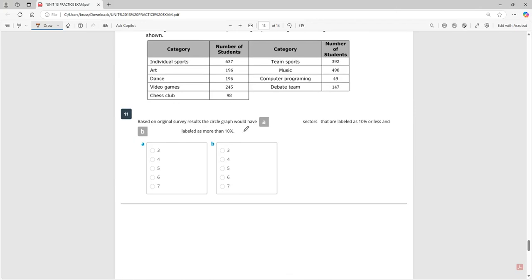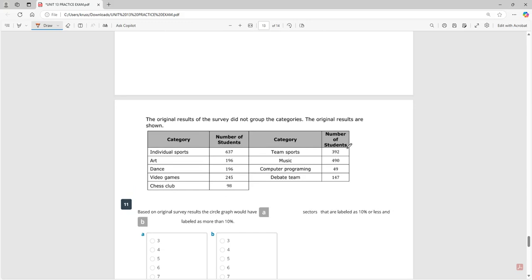All right, now here we got this one. It's asking for original data. How many sectors labeled as 10% or less, and how many labeled 10% or more. Okay, well, first I got to figure out how many I have total. All right, so I'm going to add all of these: 637 plus 196 plus 196 plus 245 plus 98 plus 392 plus 490 plus 49 and plus 147. So my total is 2,450. And so 10% or less.